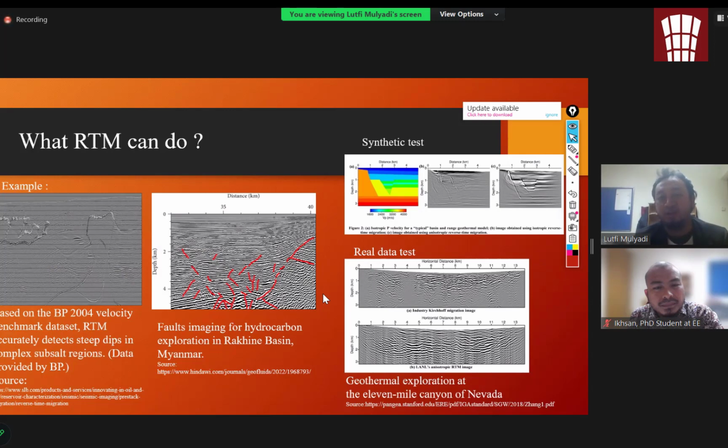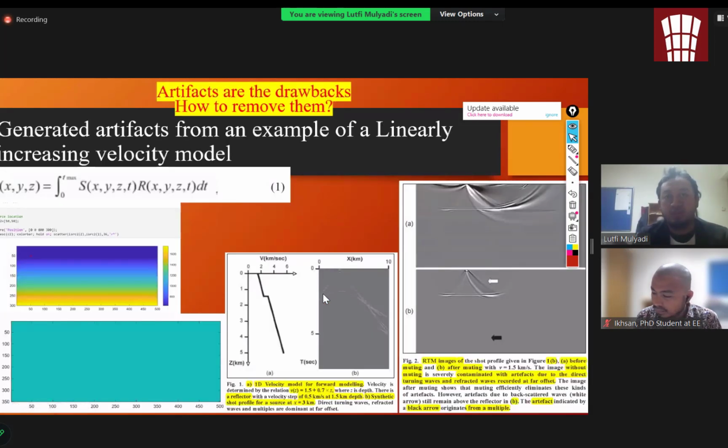It can also image a basin for a geothermal model, as researchers have done. This is geothermal exploration at 11-Mile Canyon, Nevada. The upper figure is the synthetic test, and the lower figure is the real data test. Of course, it also has limitations and can generate artifacts as a drawback. In this talk, I am going to discuss the way to remove these artifacts.